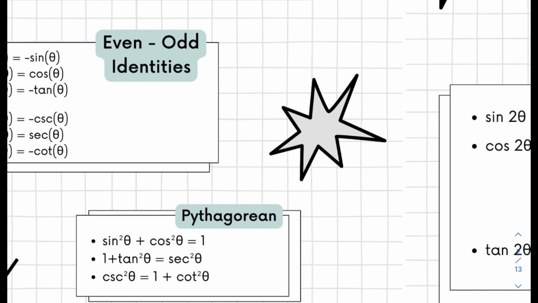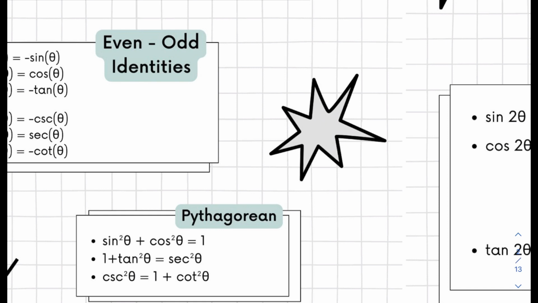So if I take this function here and I divide everything by cosine squared, sine squared over cosine squared is tangent squared. Cosine squared over cosine squared is 1. 1 over cosine squared is secant squared. So that's kind of where these come in. So you can use those before you turn everything into sine and cosine.